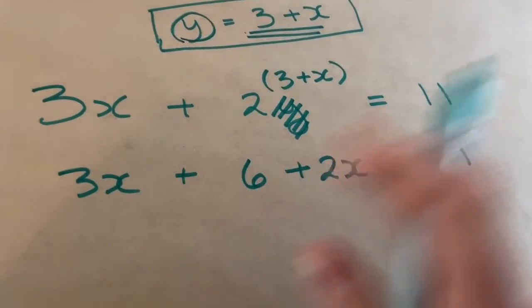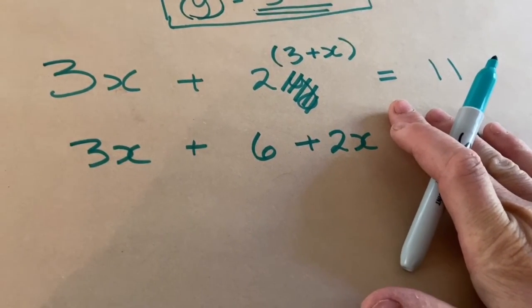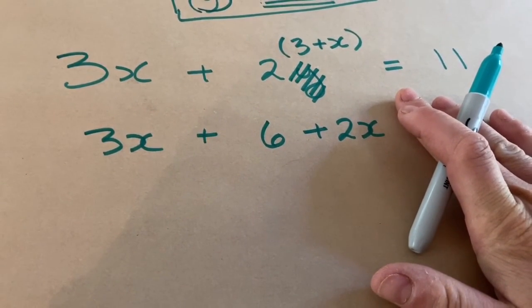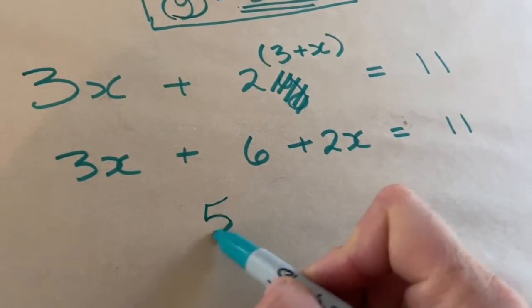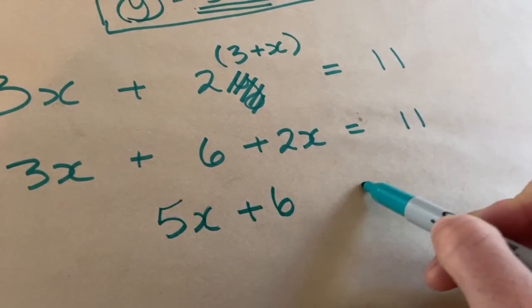Now I need to simplify this side. So I need to put together the things that go together. Well, that 3x and the 2x could go together. So 3x plus 2x gives me 5x. And then I've got the plus 6 is equal to 11.